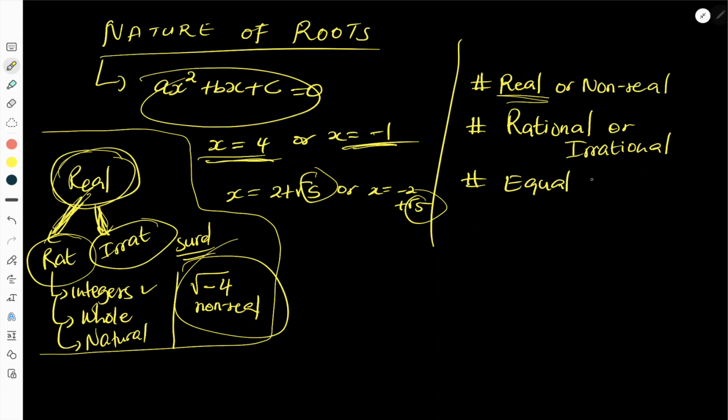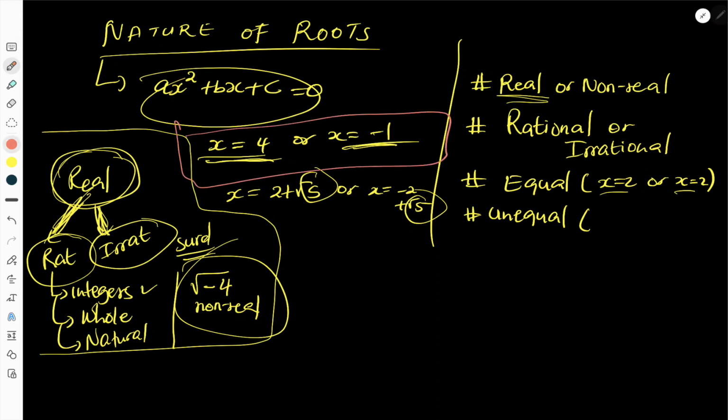Two equal solutions means, for example, x is equal to 2 or x is equal to 2. Those are equal roots. When you solve and you get such x values, then we've got equal roots. Then unequal, like in this case over here, these are two unequal roots, meaning different solutions. That is the number one aspect. So it's very important to note that.